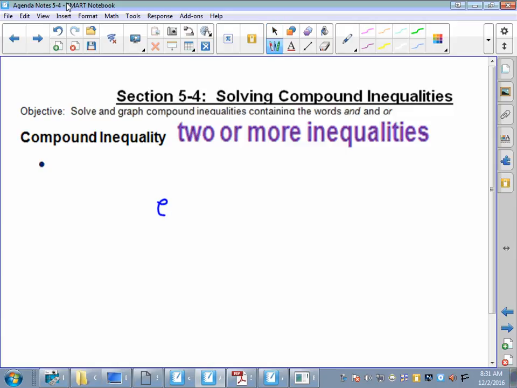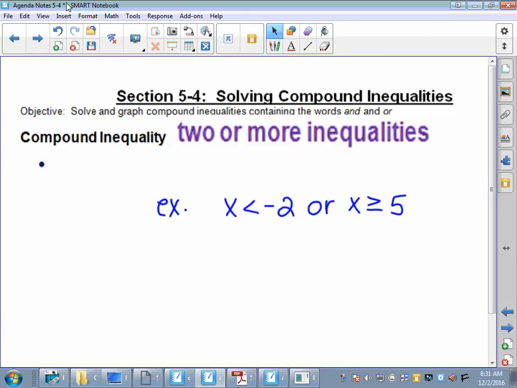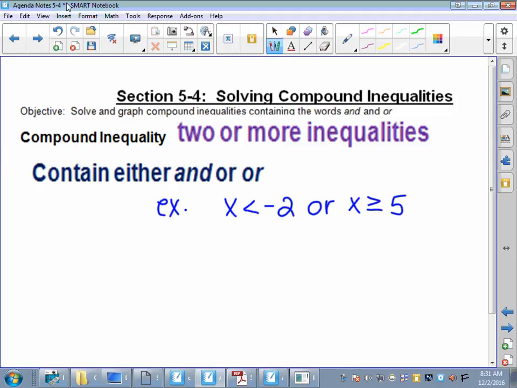Like x is less than -2 and, actually, no, let me fix that. Let me put an or there. Or x is greater than or equal to 5. That's a compound. It's got two parts, two or more. We'll stick with two. And it could contain either an and or an or. And or are our two possibilities. So this example that I gave you right here has got an or in it.